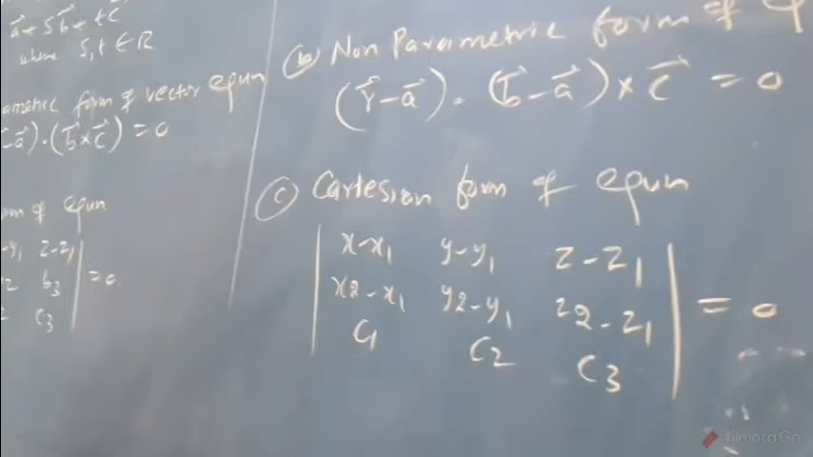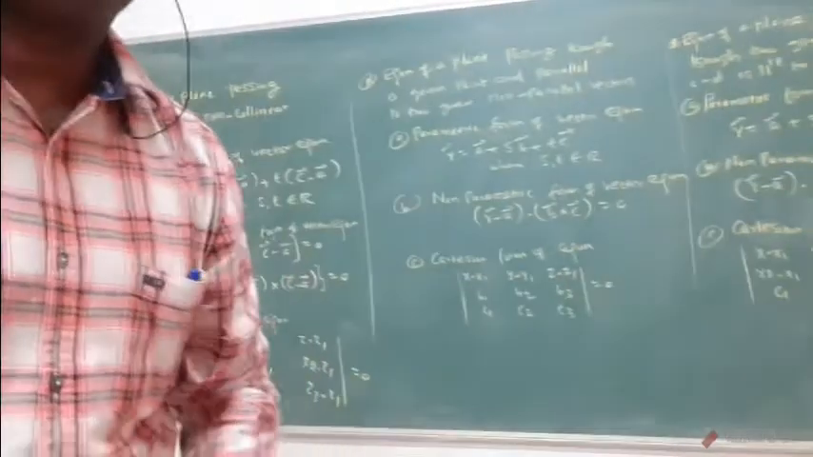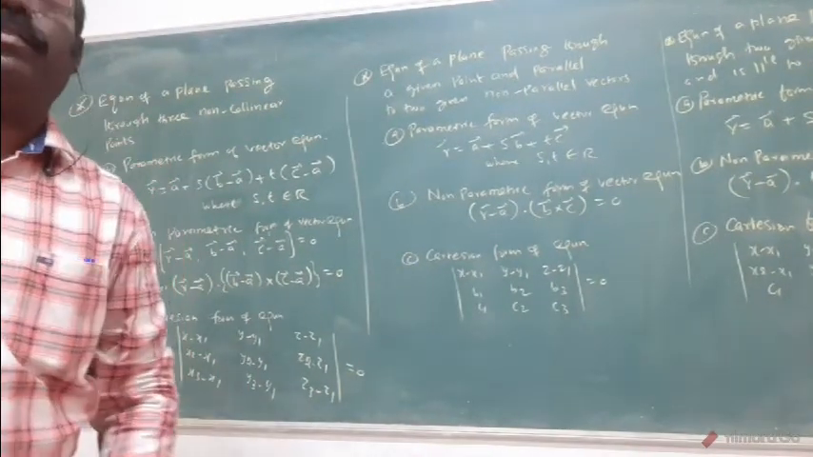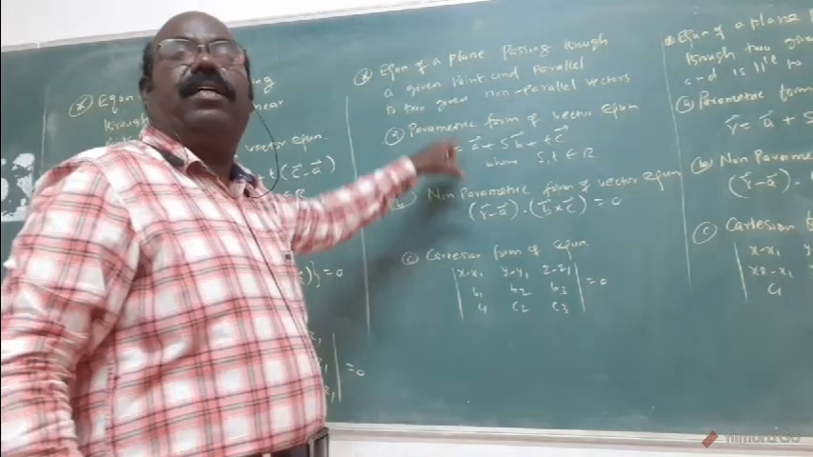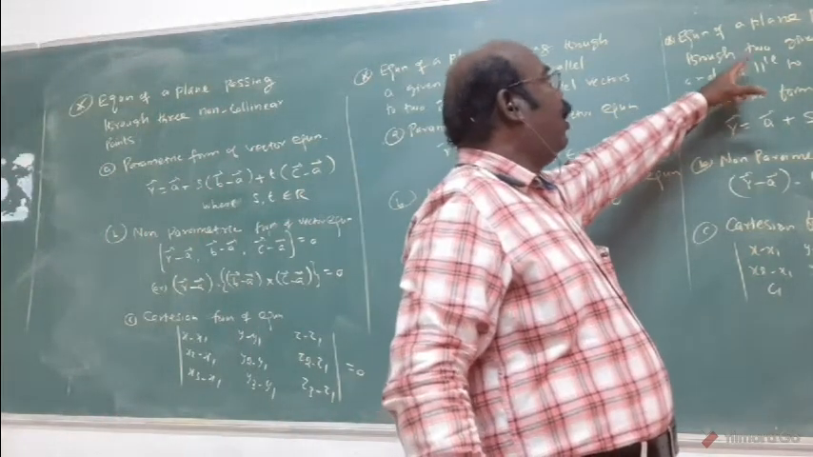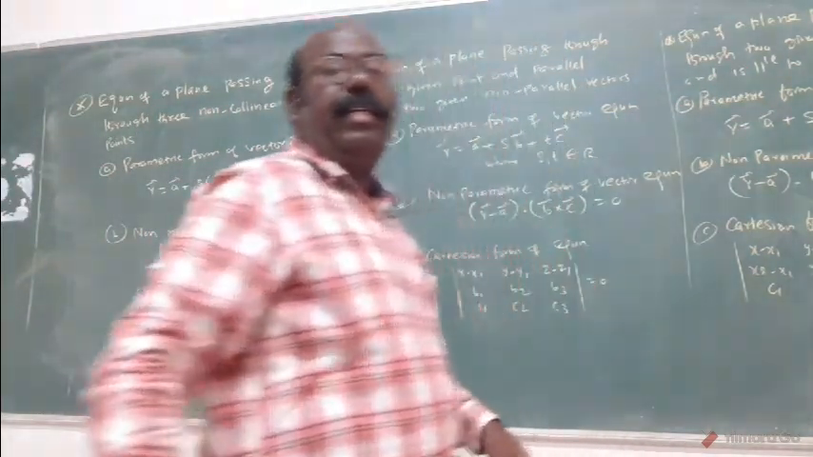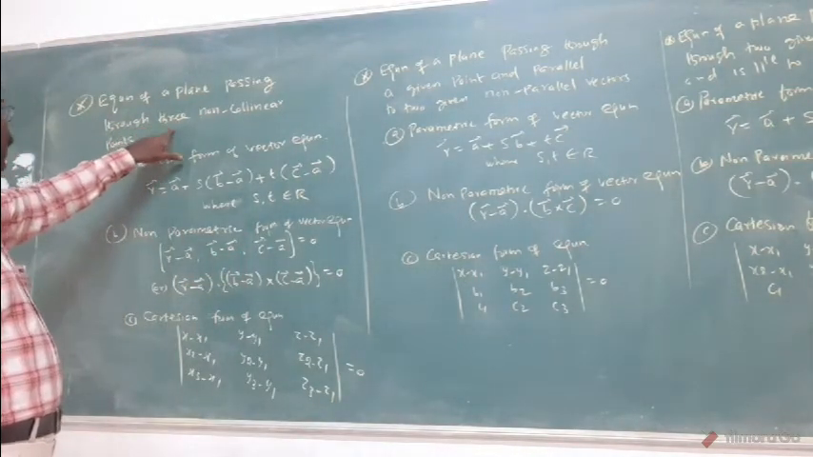The same thing. Next one is what? When all 3 points are given, there is another formula. Anyway, you must follow the formula clearly. What I told you: this is called 1 point, 2 vectors. This is called what? 2 points, 1 vector. The next one is 3 points.